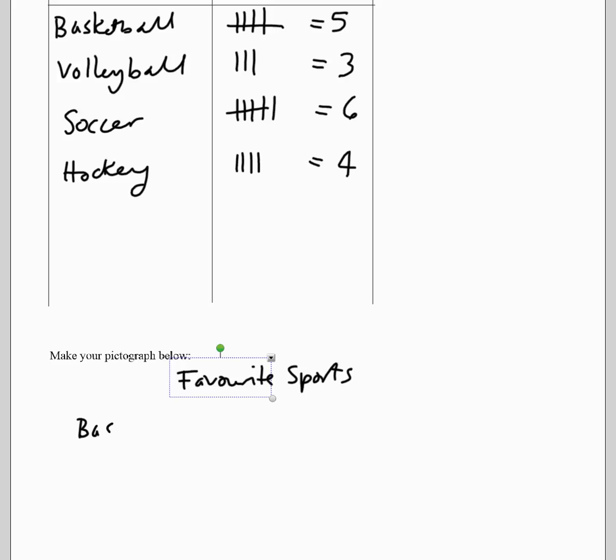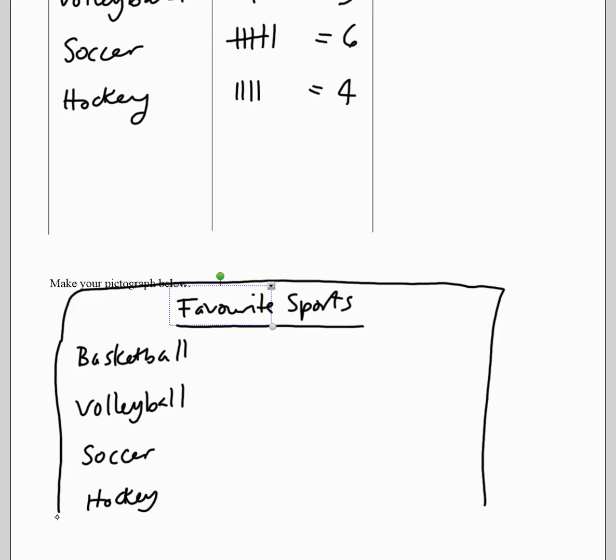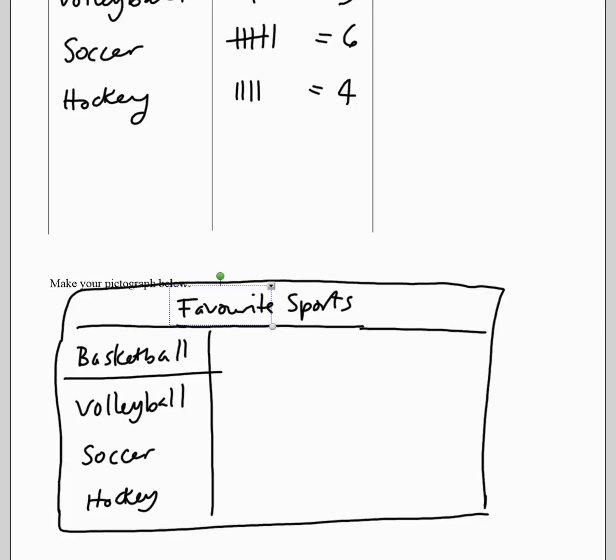So we've got basketball, volleyball, soccer, and hockey. Again, using things like rulers and graph paper does make things look a little bit neater. So for example, we might put this in a table. Again, I'm not using a ruler in those things. You should. I'm just doing this as a quick example. And so maybe it's going to look something like this, where we split it into a table.